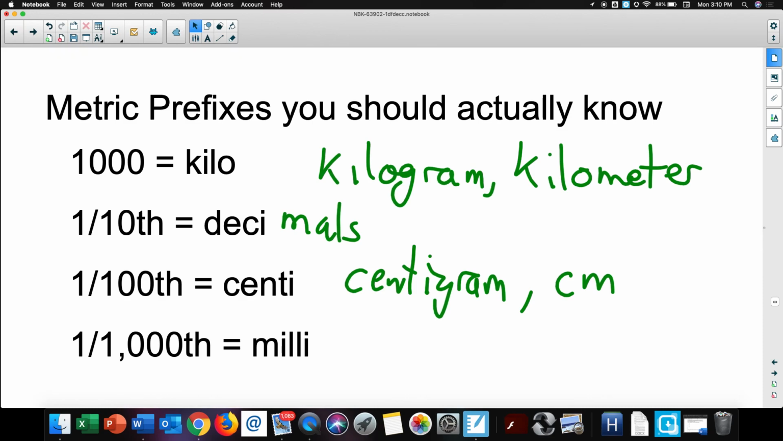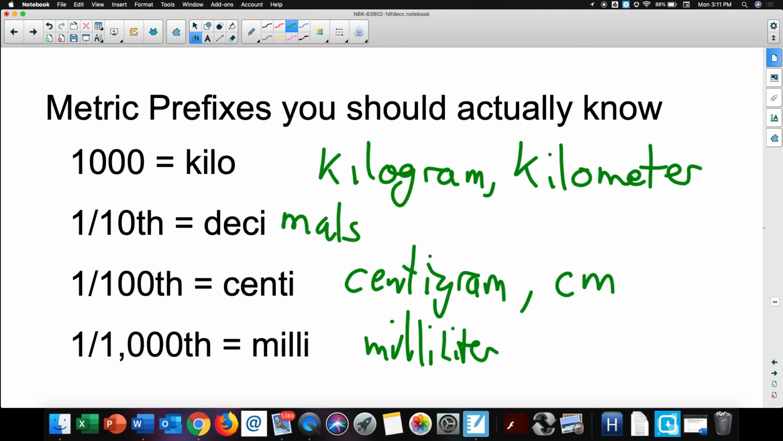Milli is 1/1000th. We do most of the time with what in terms of millis? Milliliters. We will not be able to do milligrams. You got me thinking it, so I just wrote it down here. We will not be able to do milligrams because a milligram is what fraction of a paperclip? 1,000th of a paperclip. If you think about how small that is, 1,000th of a paperclip, that's really small.